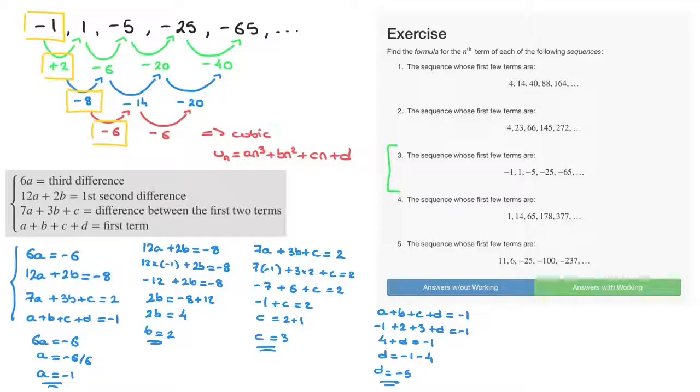And now that we have all 4 coefficients, a, b, c, and d, we can state this cubic sequence's formula. That's un equals negative 1 times n cubed, so that's negative n cubed, plus 2n squared, plus 3n minus 5. And that's it. That's this sequence's formula for the nth term.